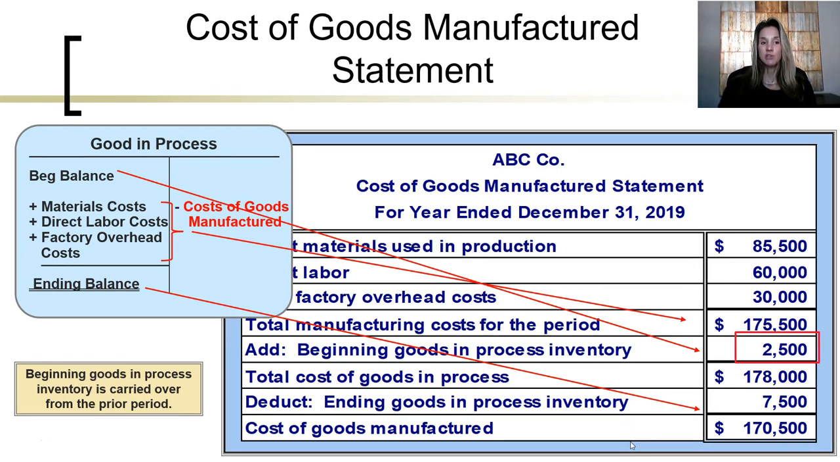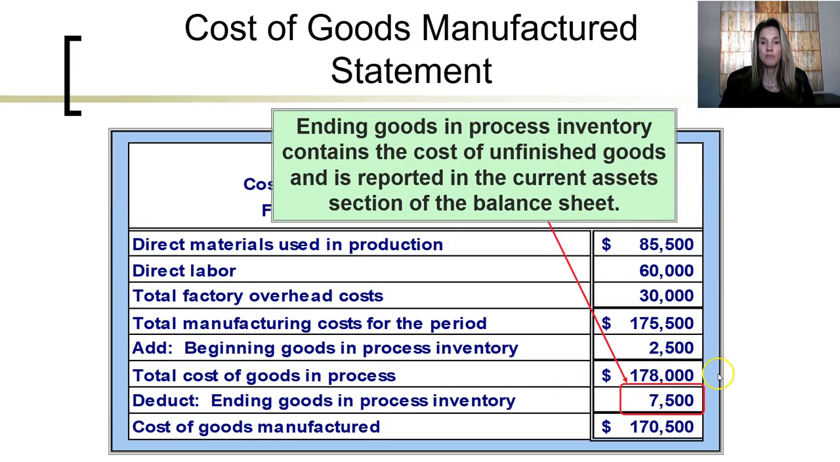Seeing this next in a T account of goods in process, we are seeing the correlation between the beginning balance, cost added, the ending balance, and the resulting cost of goods manufactured. The ending goods in process inventory, remember, contains the cost of unfinished goods and is reported in the current assets section of the balance sheet.